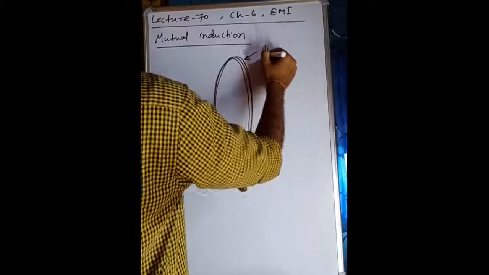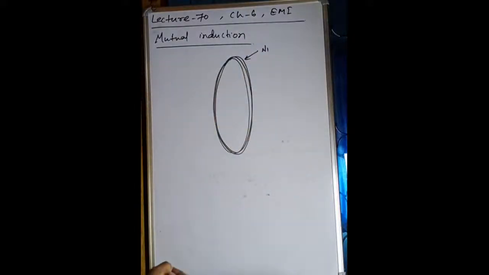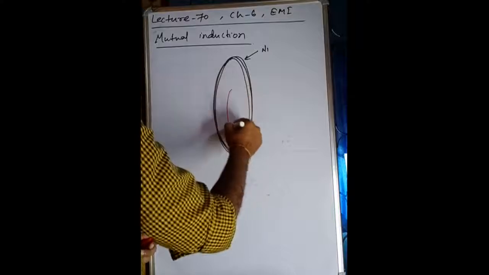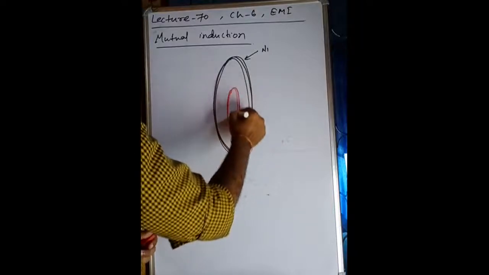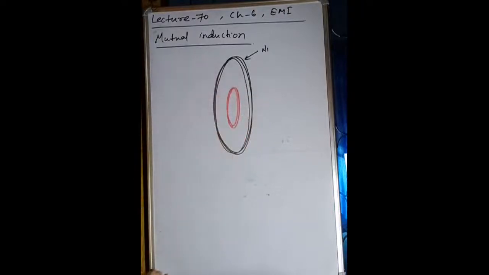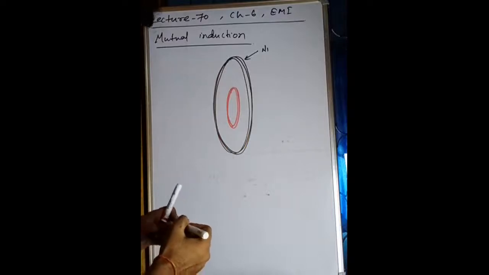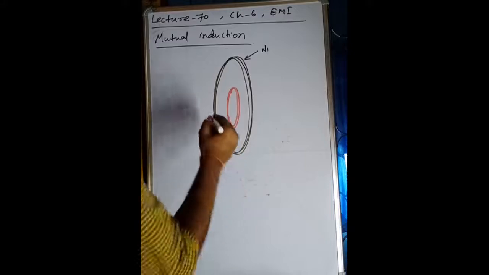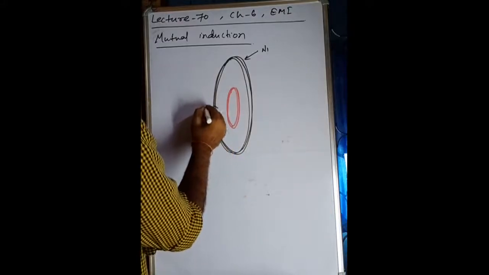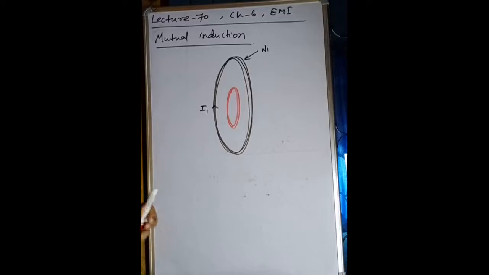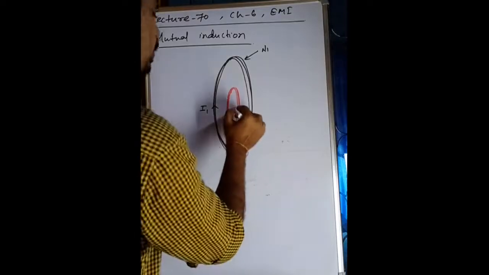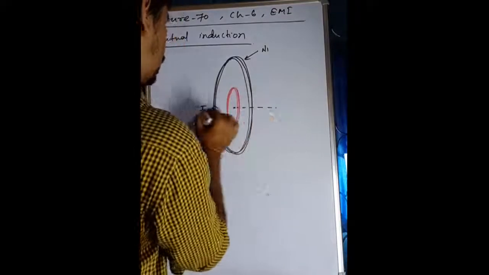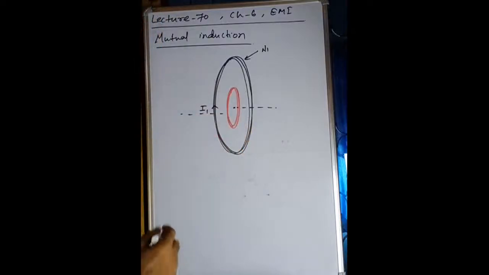Suppose the number of turns is n1, and we have placed another coil, a smaller coil. Okay, concentric. These two are concentric. Here the current is flowing in this coil, suppose I1. Okay, this is the axial line. This is the axial line.